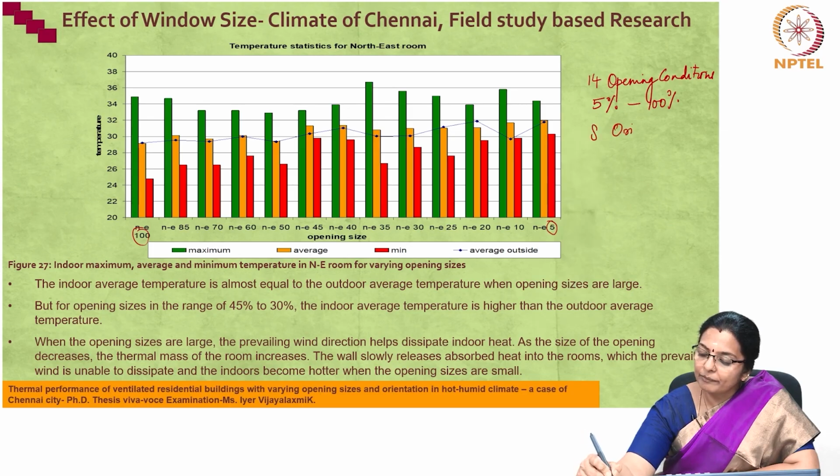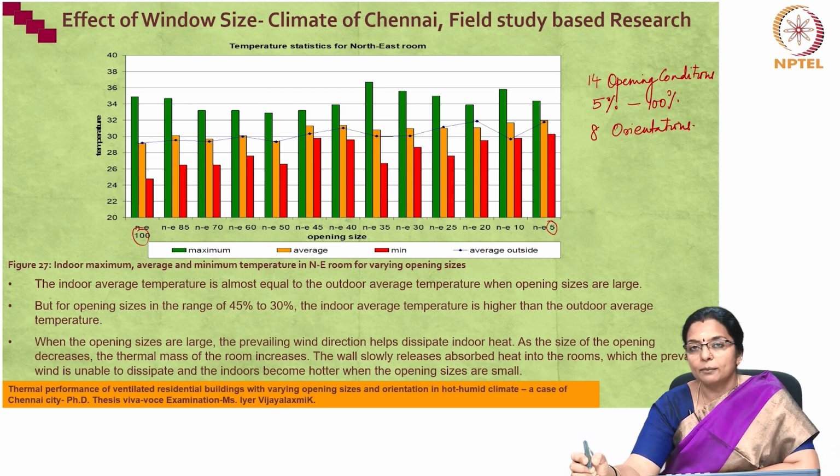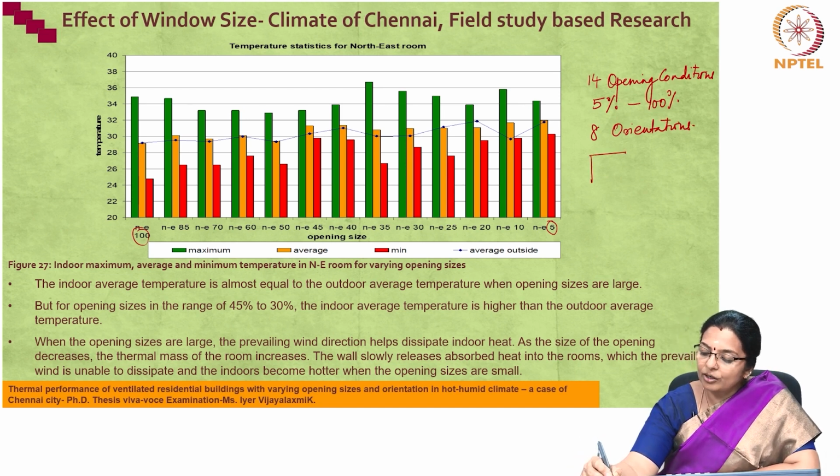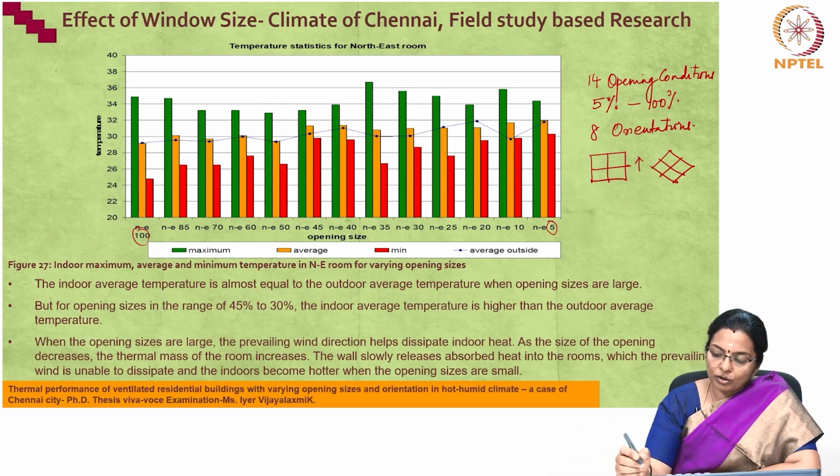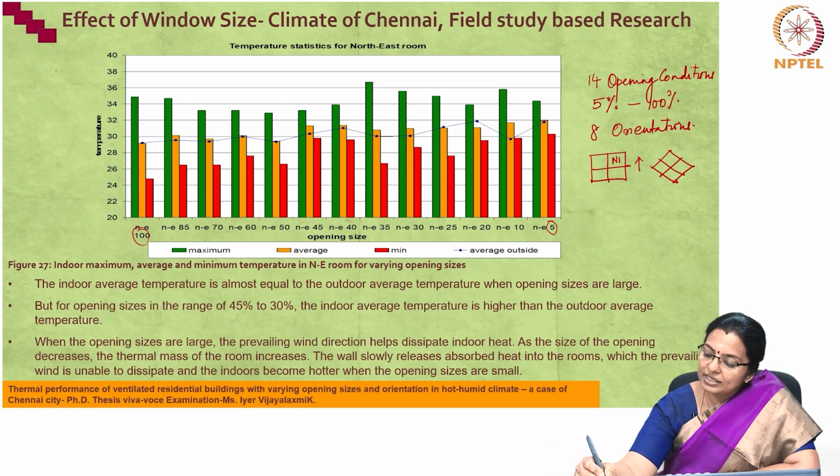So, this study was conducted in rooms with 8 different orientations. This is the cardinal orientation, and another 4 orientations were semi-cardinal. For the northeast wall, say this is the northeast room, southeast room, southwest, northwest. Here in this slide, we are discussing the indoor temperature in this northeast room alone.